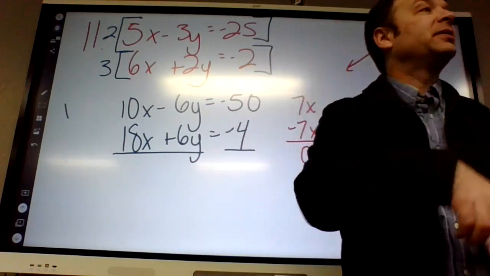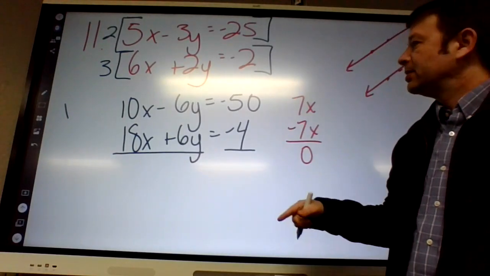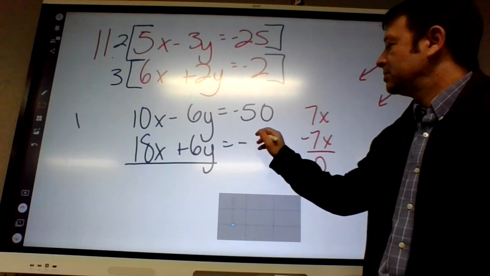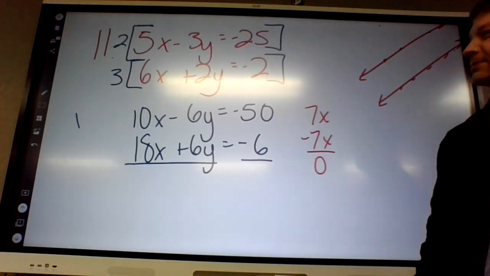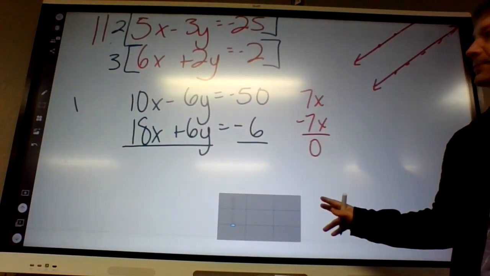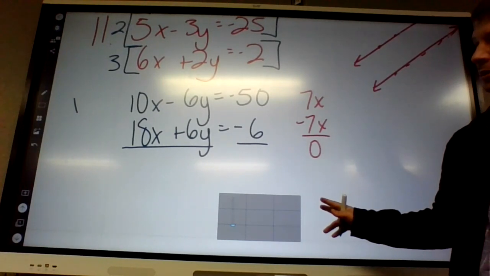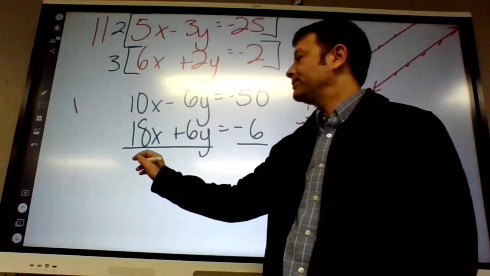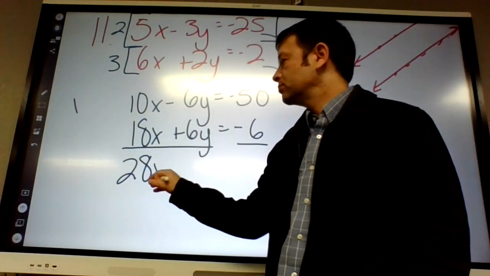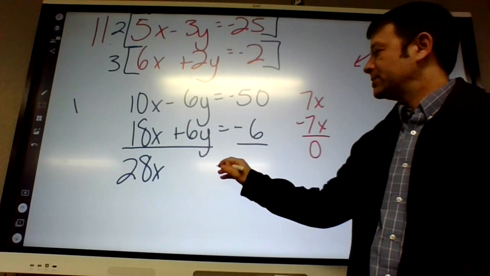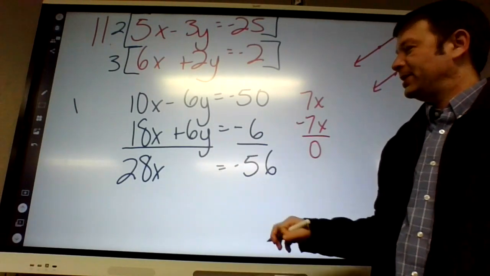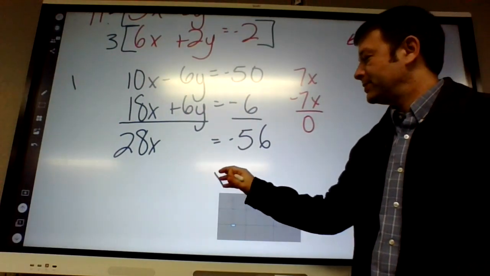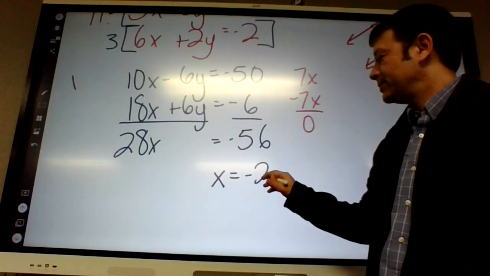Clear as mud? How do you get negative 4 instead of negative 6? Oh, because I thought you meant the negative. I'm having an off day, I guess. So if we add the two lines together, negative times positive is negative, right? And negative plus negative, guess how many times 28 goes into 56? So guess what's the answer then? X equals negative 2.